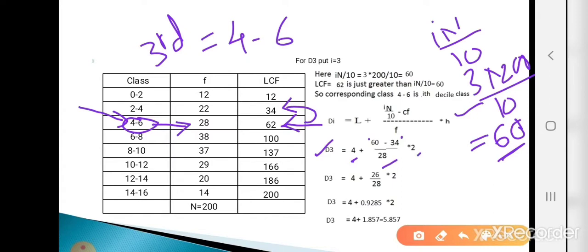And h is the class width. How to calculate the class width? Upper limit minus lower limit. So upper limit is 6, lower limit is 4. 6 minus 4, that is 2. Now next, 60 minus 34, that is 26, divided by 28 as it is and multiplied by 2. Then in the next step, 26 divided by 28 is 0.9285, multiplied by 2 is 1.857. Then 4 plus 1.857 is 5.857. So this is the value of D3. This is the procedure of finding the deciles in the continuous case.